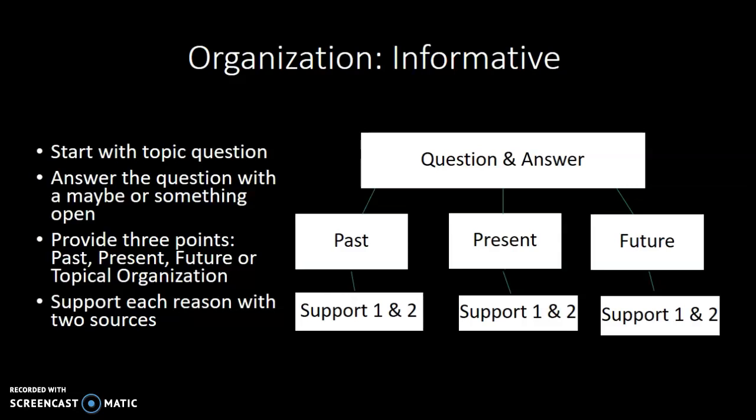So if the question is a yes or no question, you might decide to give the answer maybe or we'll see. And then your 3 main points can either be past, present, future, or you can use topical organization where you simply break your main points into areas that support your open answer. And then support each of these main points with 2 sources.